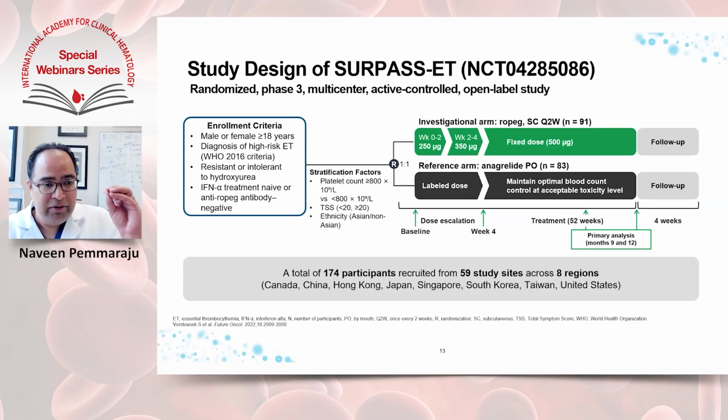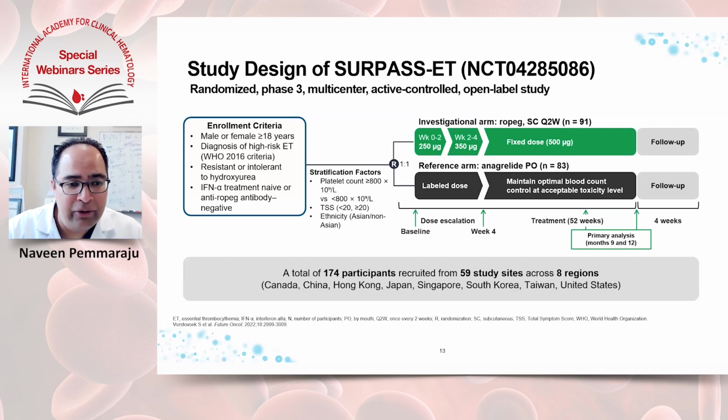So what it is: you have to be an adult patient. You have to have high-risk ET, for which we have criteria from the 2016 WHO. You have to have already had hydroxyurea and either be resistant or intolerant. That's fair. That's a common standard of care therapy. And then you could not have had interferon, the Pegasus or other interferon, before. So you should be interferon naive, had Hydrea, second-line therapy, new drug versus anagrelide. Let's look at the pattern here.